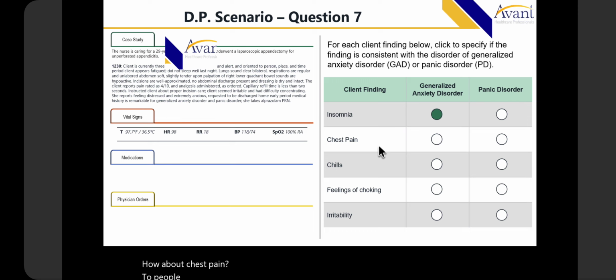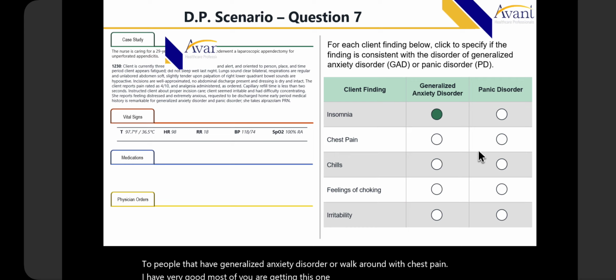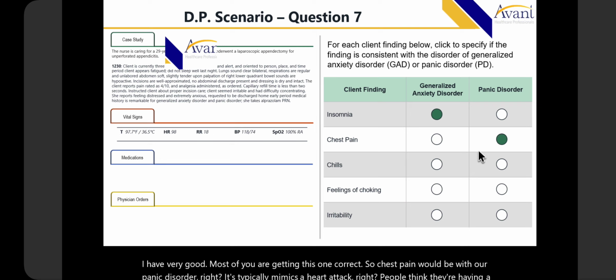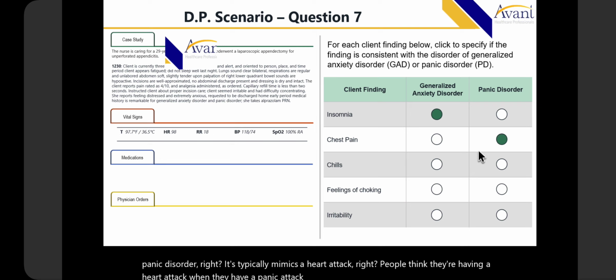Do people that have generalized anxiety disorder walk around with chest pain? Right, very good. Most of you are getting this one correct. So chest pain would be with our panic disorder, right? It typically mimics a heart attack, right? People think they're having a heart attack when they have a panic attack. How about chills?